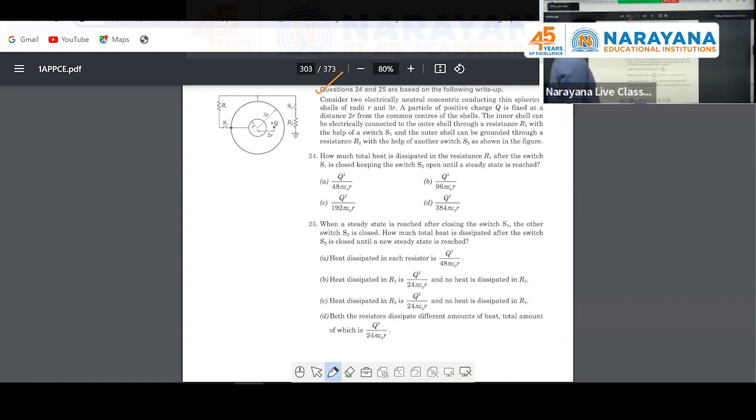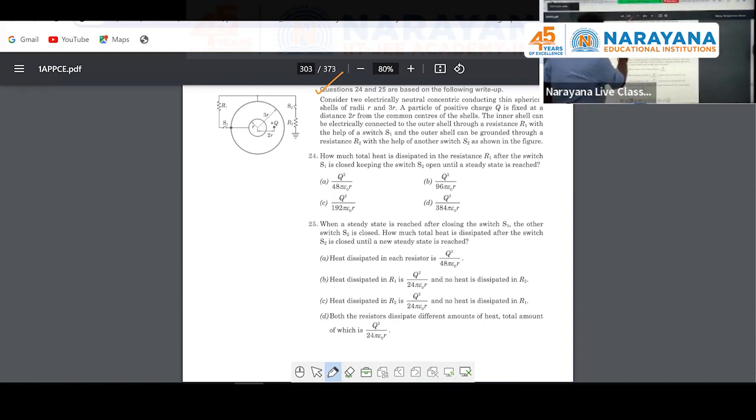Now what is the question? The inner shell can be electrically connected to the outer shell through a resistance R1 with the help of a switch S1. And the outer shell can be grounded through a resistance R2 with the help of another switch S2. So a connection between inner and outer is through S1 with the help of a resistance R1, and the outer can be grounded with resistance R2. Those switches are being given now.